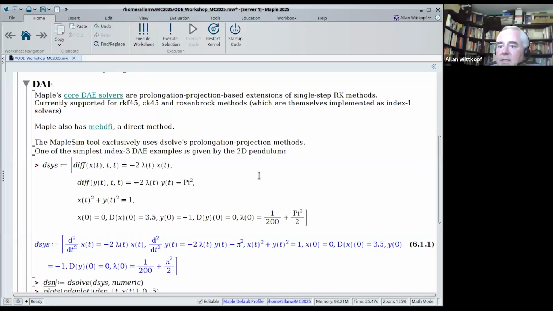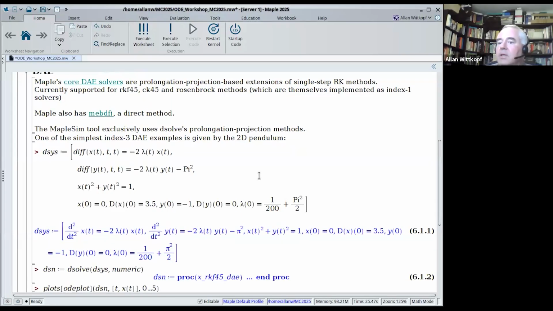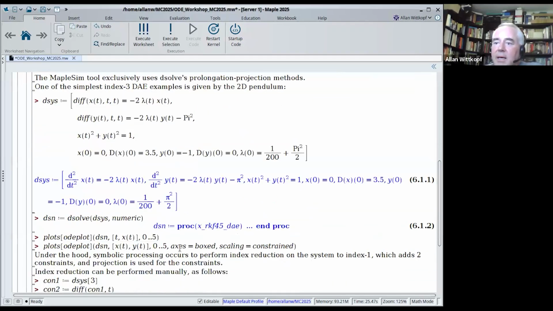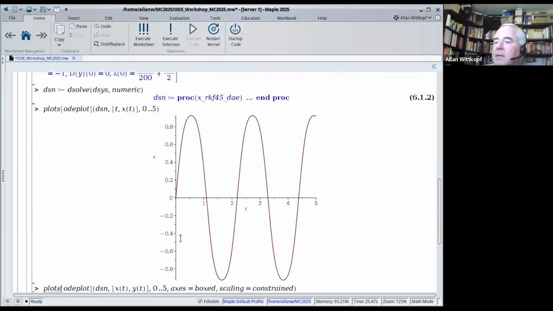So we declare our system, just call dsolve numeric on it, and it just obtains our solution directly. And as I mentioned, there's the symbolic manipulation and the projection, or I should say the prolongation occurring in the background. It sets things up for constraints. And we can look at the solution as a function of time for x. And it's like a sine, but it's a little flatter at the ends.